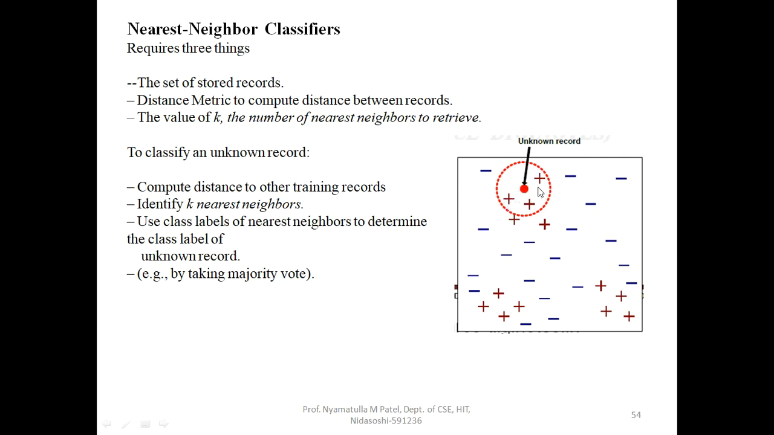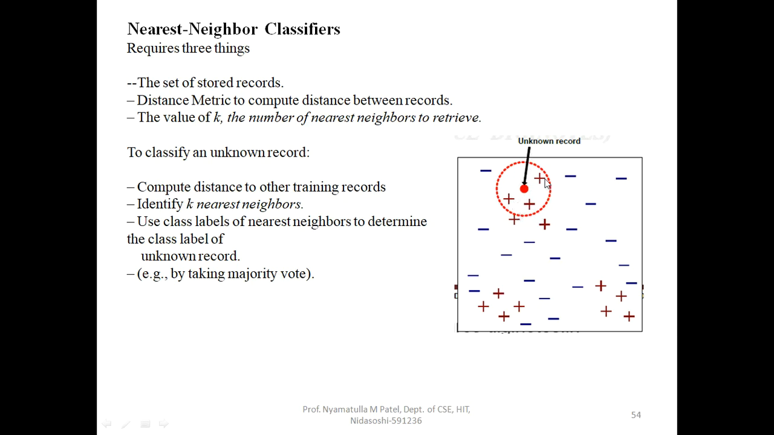Identify k nearest neighbors. So, now here I have identified k nearest neighbors. These 3 are the k nearest neighbors to this unknown record. Then use class labels of the nearest neighbors to determine the class label of the unknown record. We do not have the class label for it, but based on the Euclidean distance, based on the distance matrix, whatever is the class of these nearest neighbors, the same class can be applied to the unknown record.